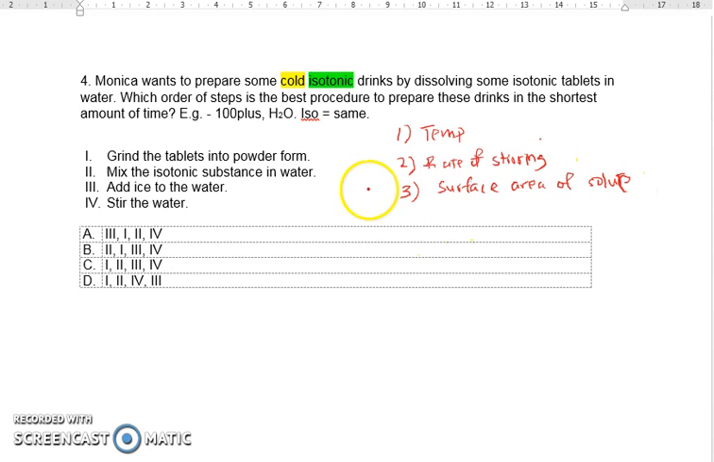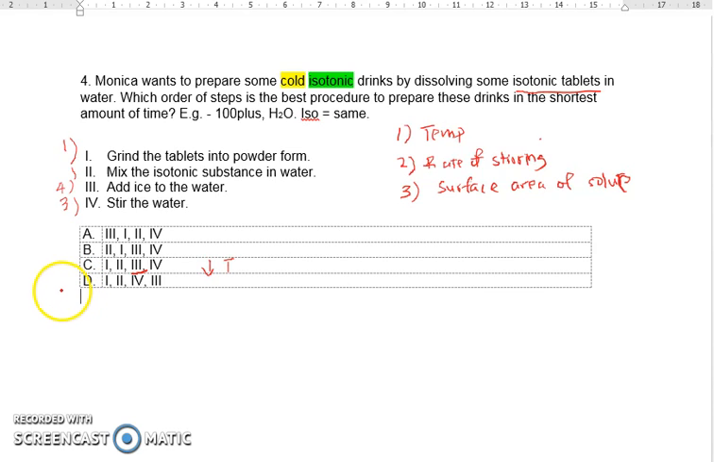So in this case, when we are dissolving this isotonic tablet, which is like a sugar cube, we should first grind it into powder form, and of course we need to mix it. And then we stir it, and hopefully you stir really fast, and we add the ice to the water. Now, we do not add the ice to the water first in this case because this will decrease the temperature. Then it will slow down the rate of dissolving. So we add the ice last.